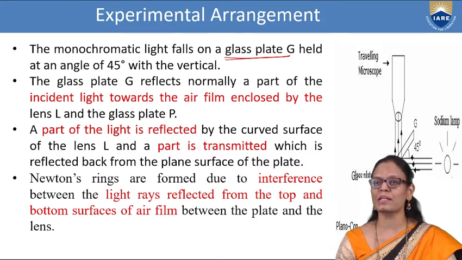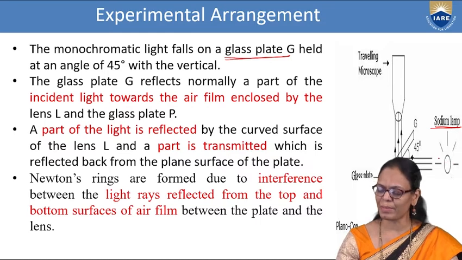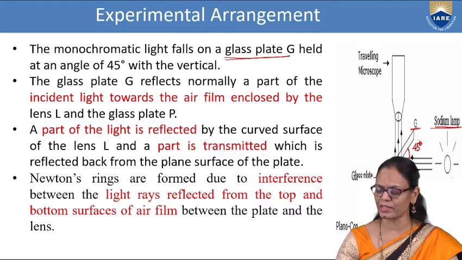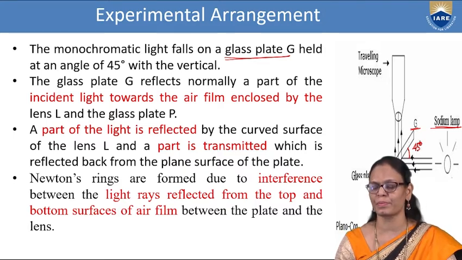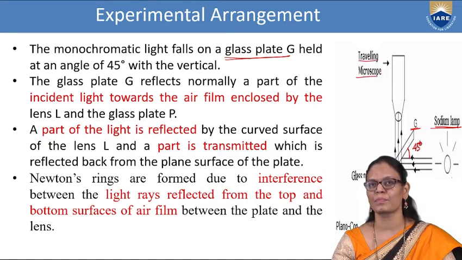Now for light to be incident normally, we take a monochromatic source of light, that is the sodium vapor lamp. Light coming from this sodium vapor lamp is allowed to fall on a glass plate which is kept inclined at an angle of 45 degrees. This glass plate G is kept inclined at 45 degrees so that the light that falls on it is reflected like this and falls normally on the setup. And the light that is reflected is viewed with the help of this traveling microscope.